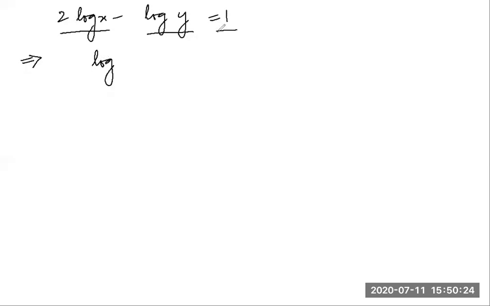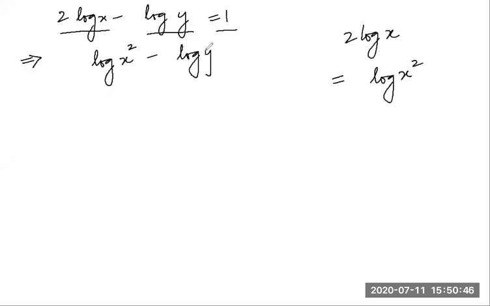No, you're wrong, beta. First, you convert 2 log x. Remove this 2, then you go for the division. So this is equal to log of x square minus log of y is equal to 1. Before you apply any law, try to make sure that nothing is here. So now this is your m, x square, and this is your n.